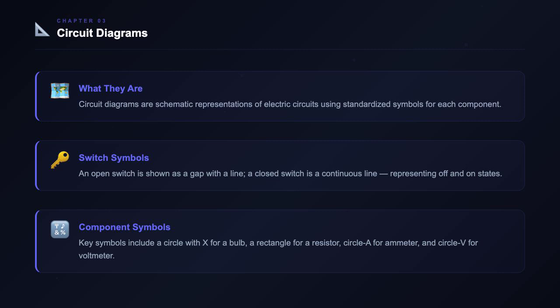Wires joined together are shown as a dot junction. When wires cross without joining, the lines simply cross without a dot. Each component has its own symbol, such as a circle with an X for a bulb, a rectangle for a resistor, and a rectangle with an arrow for a variable resistance. An ammeter is a circle with an A, and a voltmeter is a circle with a V.